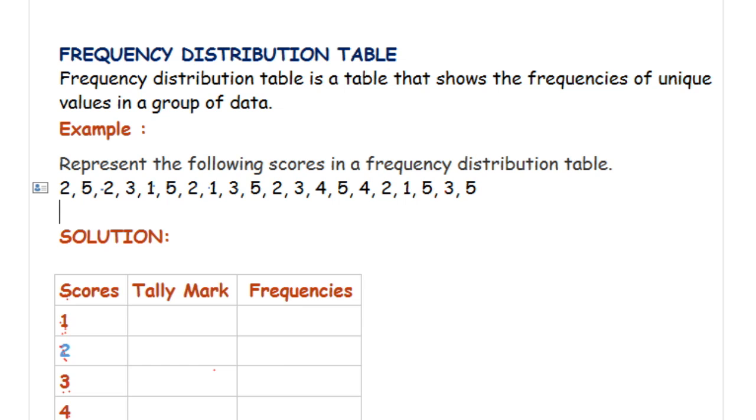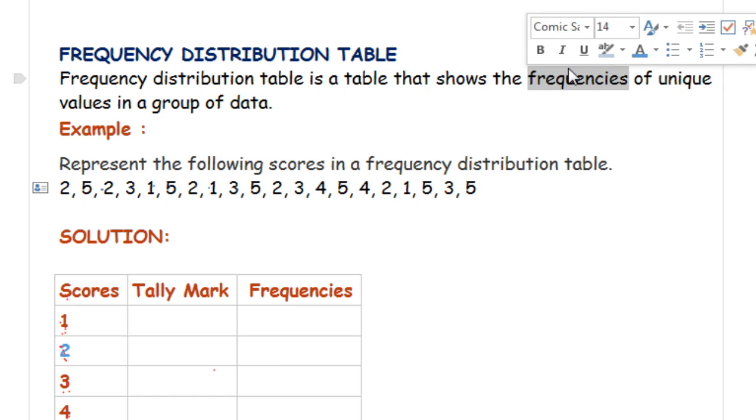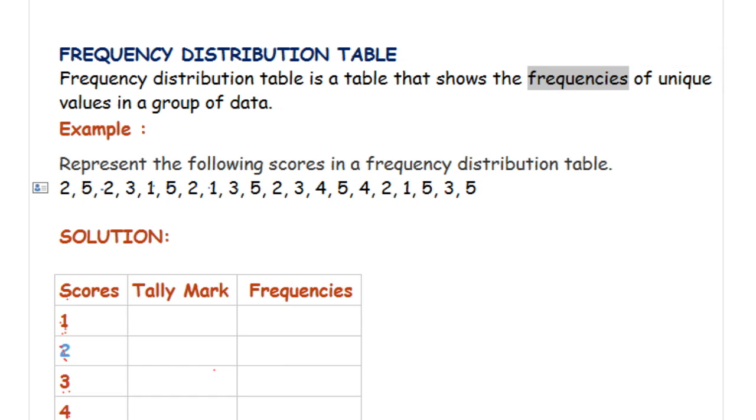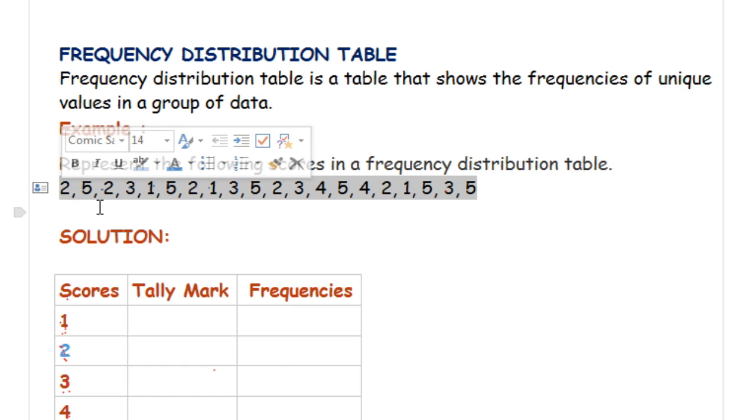In this lesson, I'm going to delve more into the concept of frequency distribution table. A frequency distribution table is a table that shows the frequencies of unique values in a group of data. Now, for example, first of all, let's look at the concept of frequency. What does frequency mean? Frequency simply means the number of times something happens, or the number of times the value in a group of data occurs.